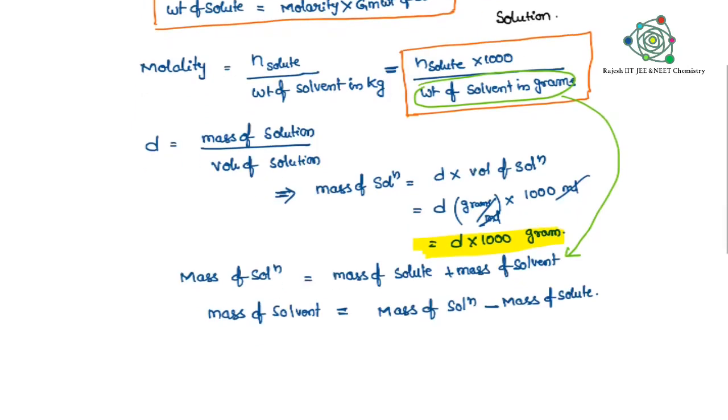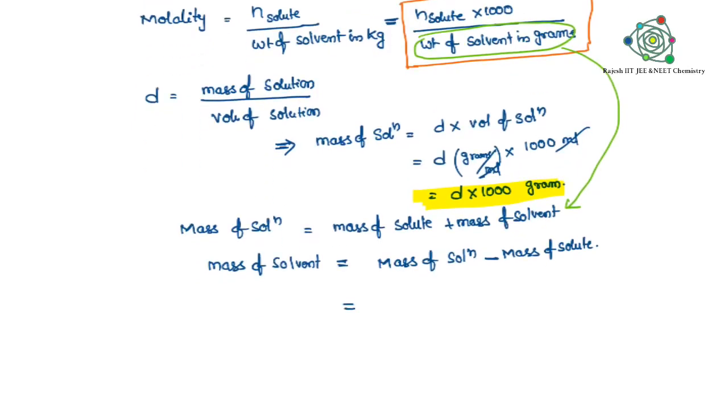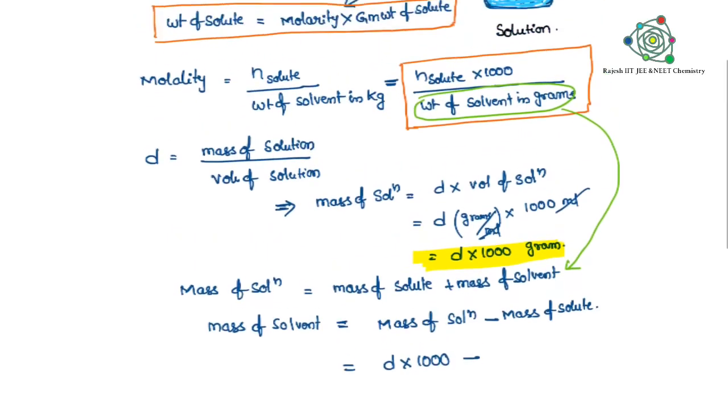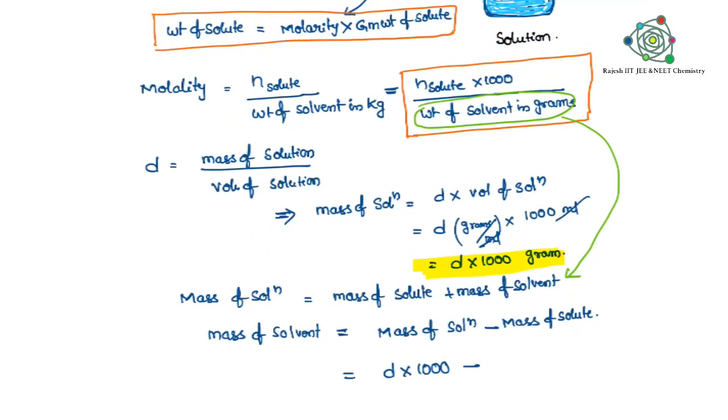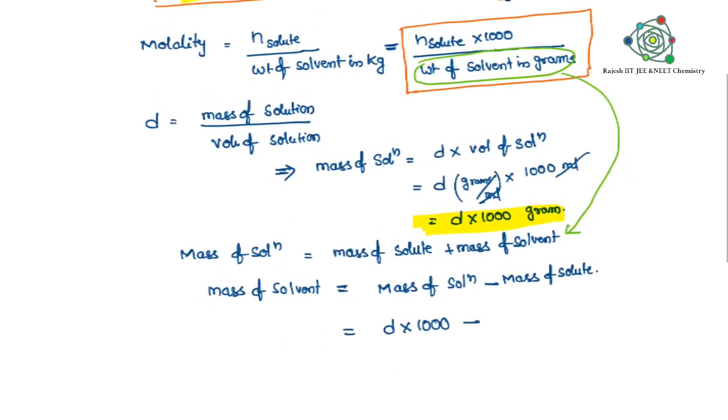And one more thing, mass of solute we have to calculate. Mass of solution is D into 1000. Mass of solute is equal to molarity into gram molecular mass of solute. So this relation we have taken, and both are substituted here.